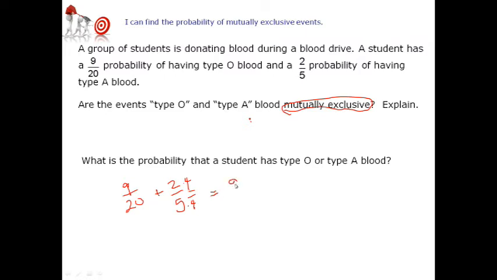And we get 9/20ths plus 8/20ths for a total of 17 over 20. And there's your probability. So whenever you see an OR, guys, what you want to do is add your probabilities if you're talking mutually exclusive events.